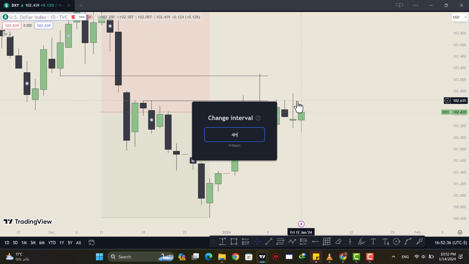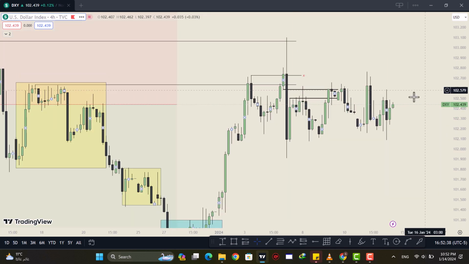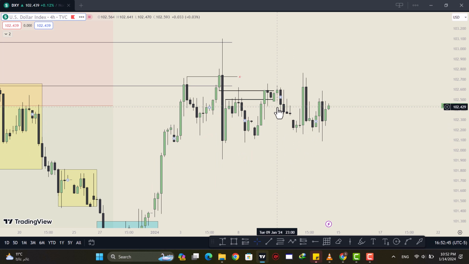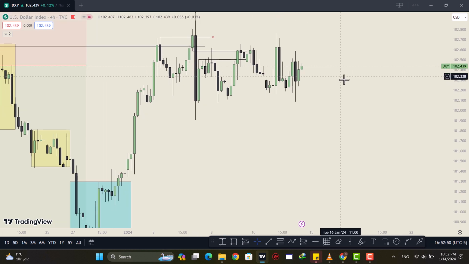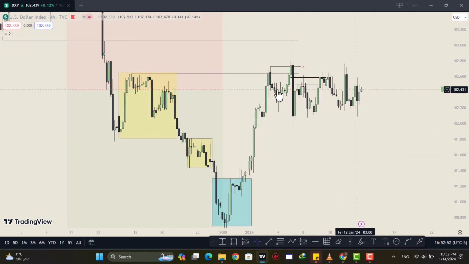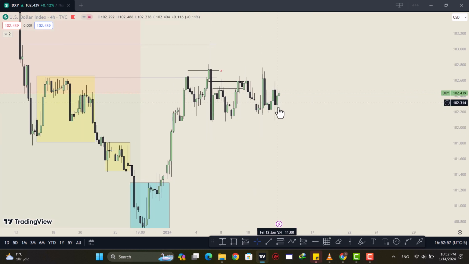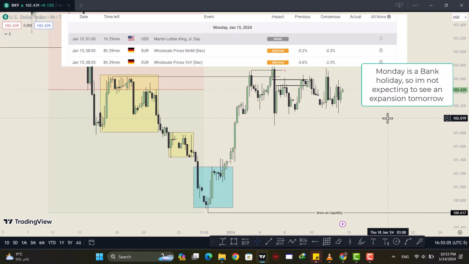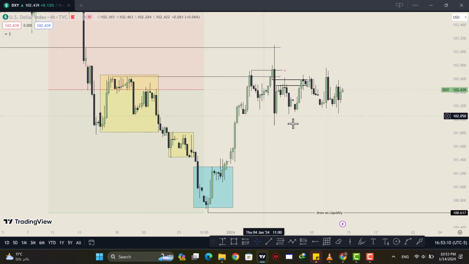If you go to the 4-hour, things are also messy. I told you that I want to see a displacement from this 4-hour fair value gap, but we didn't really see that. So price was just consolidating inside this range. So I would only participate in taking setups if a clear displacement happens during this week, right? So displacements are your best friends during this consolidation right here.